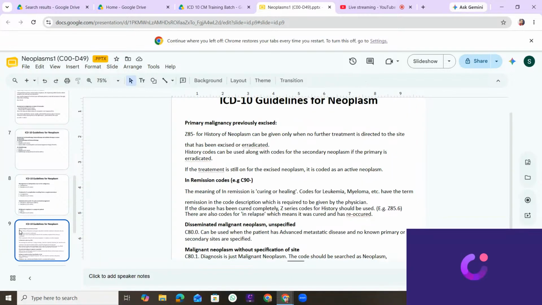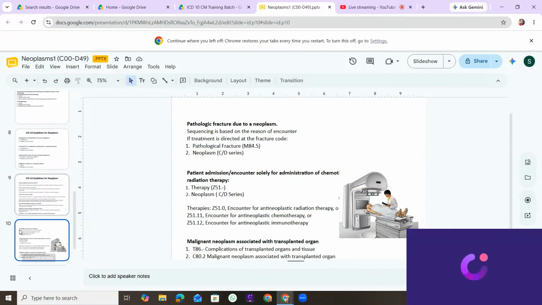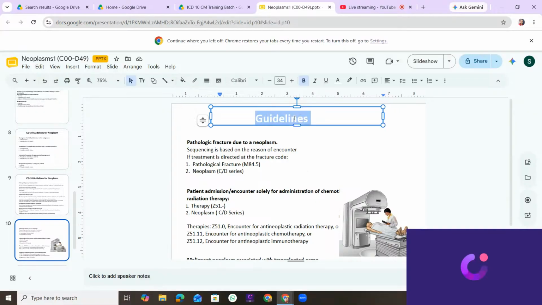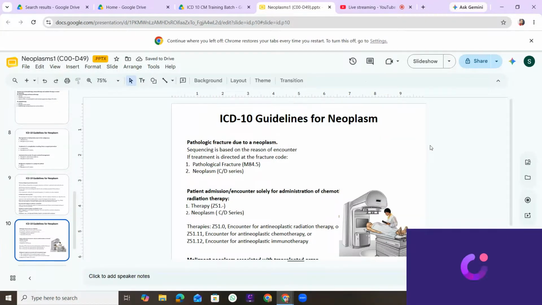So I hope all these points will help you in the future when you are doing coding. If you are a fresher, be focused. And if you have any guideline-related queries or questions, feel free to discuss and comment. I will explain each and every rule.